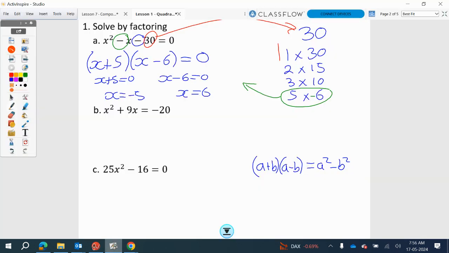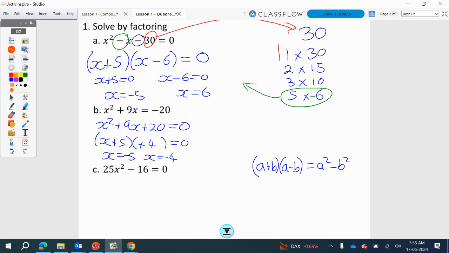Okay, so this first one, what do we have to do first? So we get x squared plus 9x plus 20 equals 0. Then what? What are the factors of 20? 5 and 4. What are the signs? Positive and positive. Why? This is positive, meaning they're both the same. This is positive, means it's positive. So we need 5 and 4. What are the solutions? X equals minus 5 and x equals minus 4.